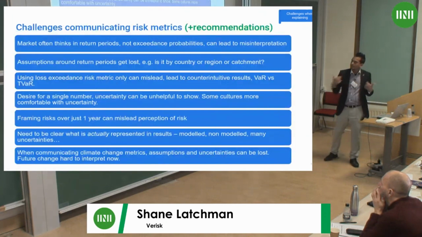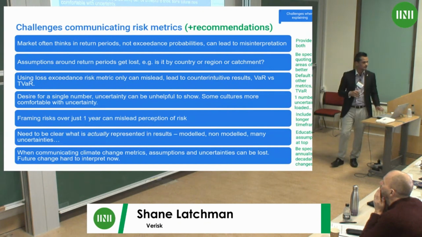And then the penultimate thing I wanted to talk about was what the recommendations are. I was asked to talk about a few things. So, return periods and exceedance probabilities: providing both, I think, would be helpful. Maybe not quoting too many return periods, being very specific when you do, and quoting larger areas like country level, rather than too many individual parts.